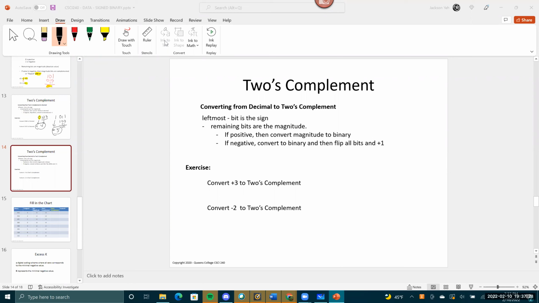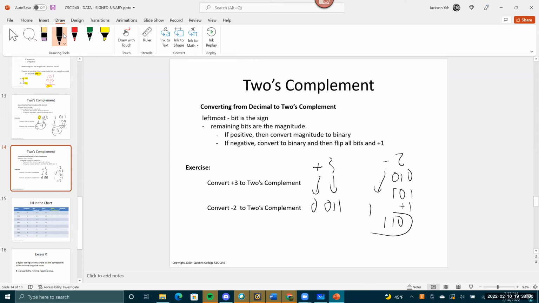Okay, so let's do this. Positive 3, 0, and 3 is 0, 1, 1. Negative 2, 1 for negative. Now 2 becomes 0, 1, 0, but I have to flip the bits, so it becomes... Oh, I'm sorry, not 0. Let me erase that. It's 1, 0, 1. And I add 1 to it, so it becomes 1, 1, 0. Okay, so positive 3 and negative 2.